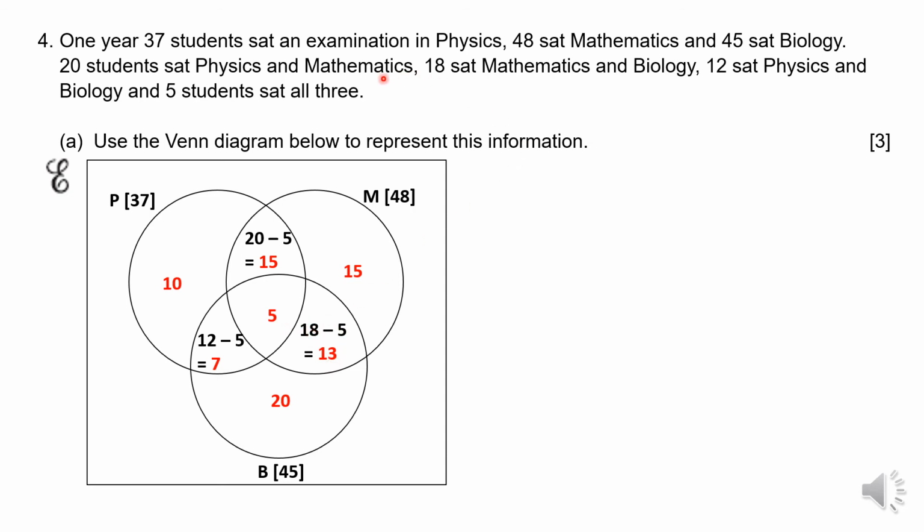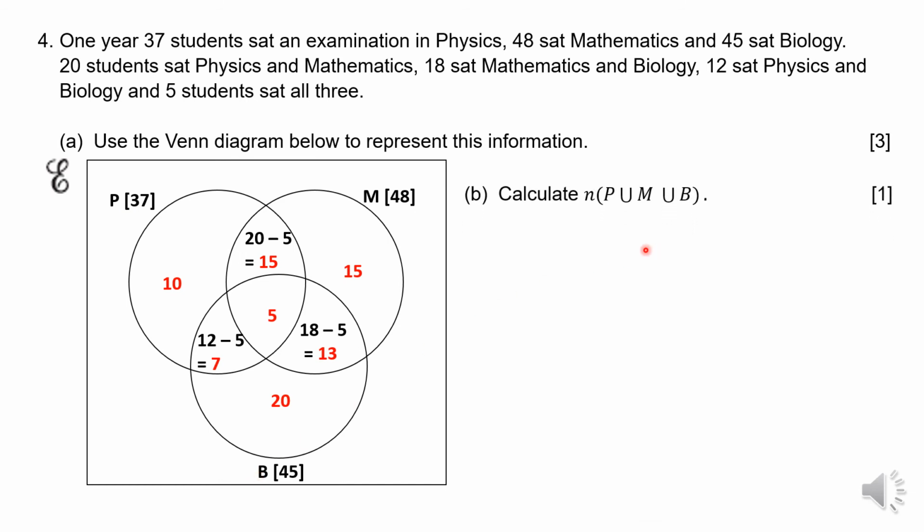And the same applies for the 12 learners that sat for physics and biology. The ones that sat for physics and biology, they are 12. So for physics and biology, we have to take away, because it's going to be 5 plus 7 that must give you that 12 learners that are doing physics and biology.